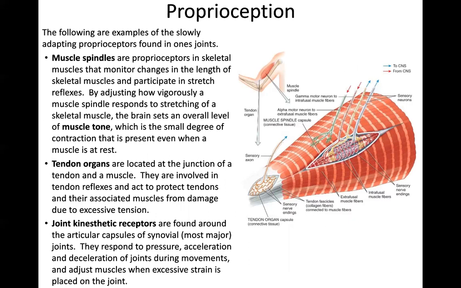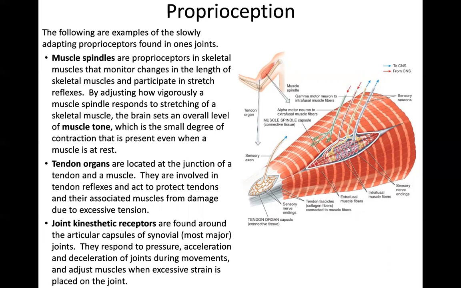There are three very important slowly adapting proprioceptors found in one's joints: muscle spindles, tendon organs, and joint kinesthetic receptors. Muscle spindles are actually visible here in the picture. This is a view of, looks like the biceps brachii muscle, not that that really matters. But muscle spindles are proprioceptors that monitor changes in the length of a skeletal muscle, and they are the ones, I've already mentioned this today, that participate in that stretch reflex, like when you tap on the tendon and the muscle contracts as a result.